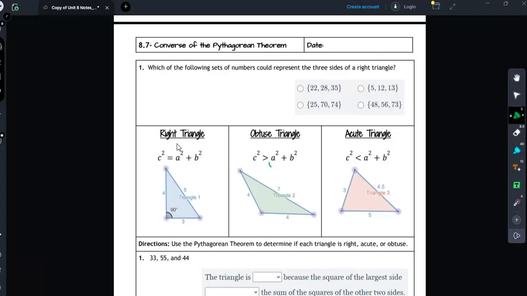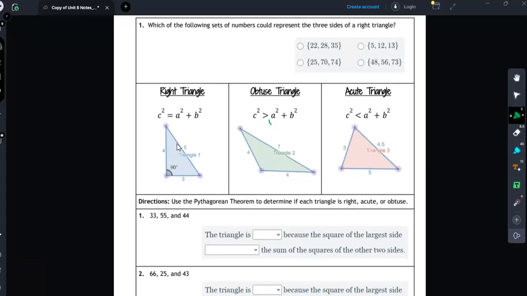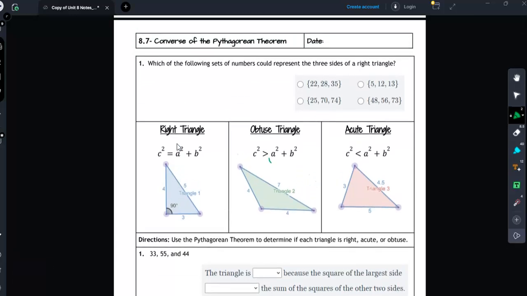Because if you have a big angle, you're going to have the longer side and it's going to be larger. It's going to be more than the two legs squared and added. And the acute is just the opposite. The longest side will be less than the two other legs squared and added. Does that kind of make sense?